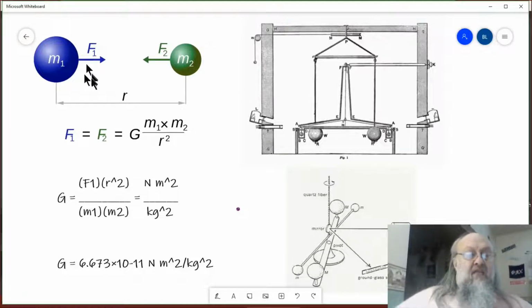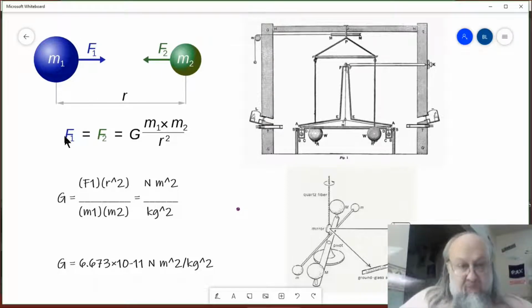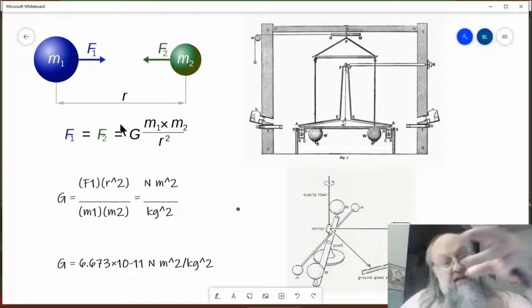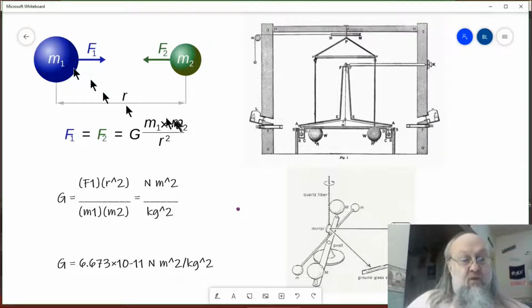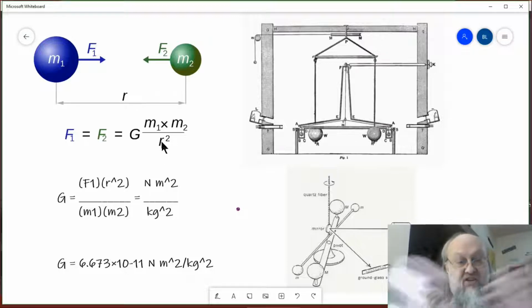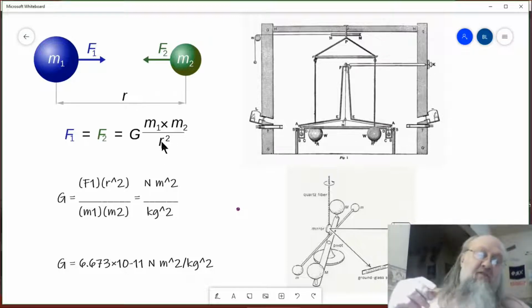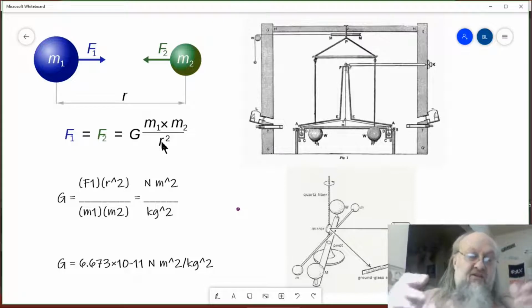Okay? The only thing, the force of gravity pulling them together, of one is the same as the force of the other, and those are equal to this very simple formula. The mass of the first one times the mass of the second one divided by the distance between them. That's R for radius. I would use D for distance, but that's all right.